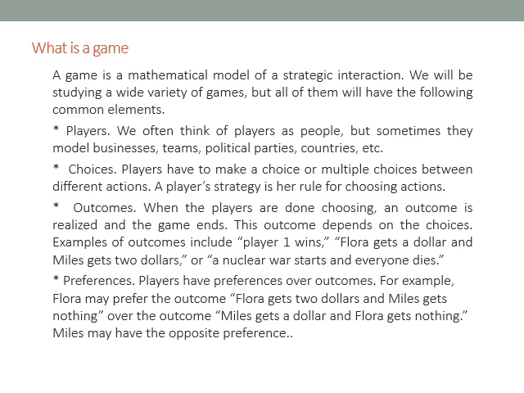Number 4, preferences. Players have preferences over outcomes. For example, Flora may prefer the outcome Flora gets $2 and Miles gets nothing over the outcome Miles gets $1 and Flora gets nothing. Miles may have the opposite preferences, etc.